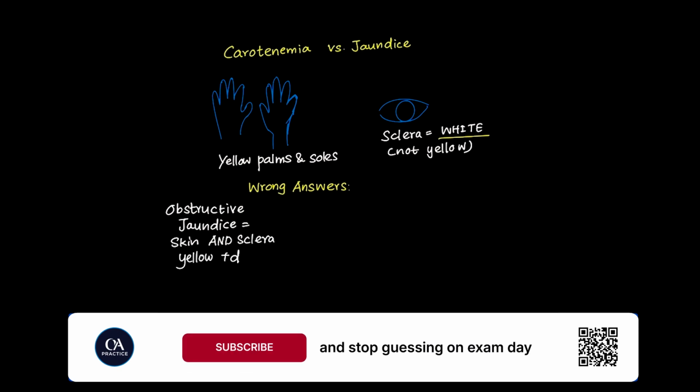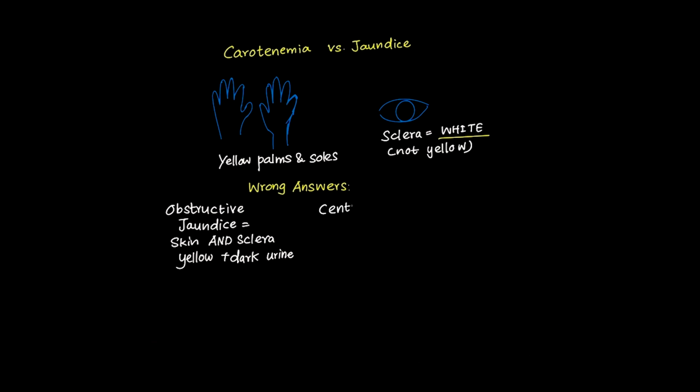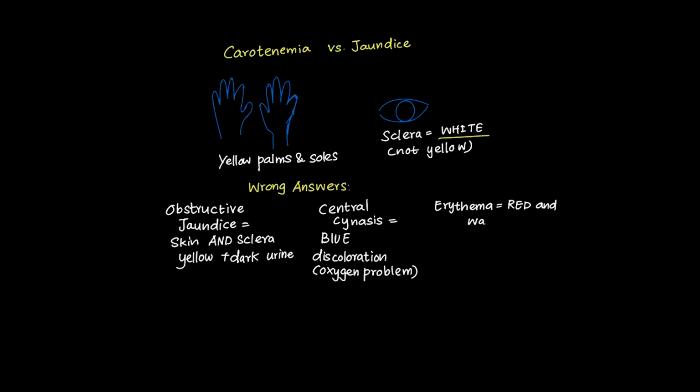Obstructive jaundice would cause yellowing of both the skin and sclera together, plus dark urine and clay-coloured stools from bile duct blockage. Central cyanosis shows as bluish discoloration from poor oxygenation. Completely different colour, different mechanism. Localised erythema from infection shows redness and warmth, not yellow discoloration at all.